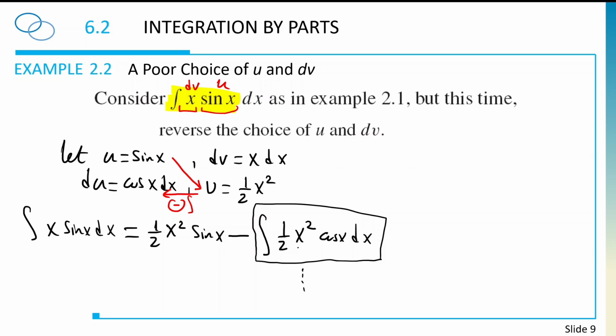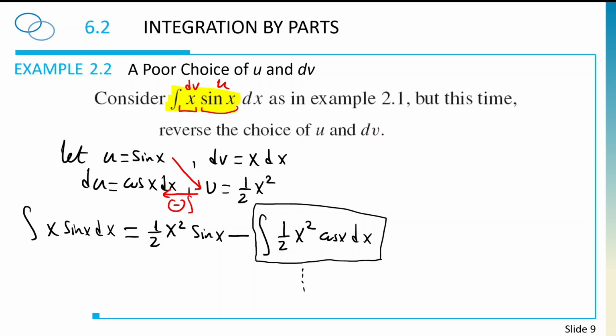So a bad choice or a poor choice will make our question more difficult, with more steps. Sometimes you can't solve it. Sometimes you end up with an integration that you can't find. Here, okay, I can, but it needs a lot of extra steps. So a good choice is always very important.